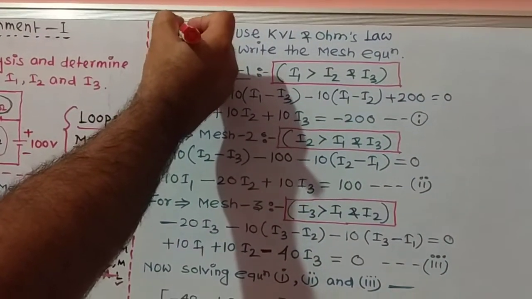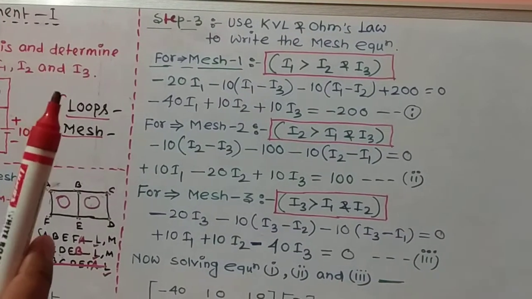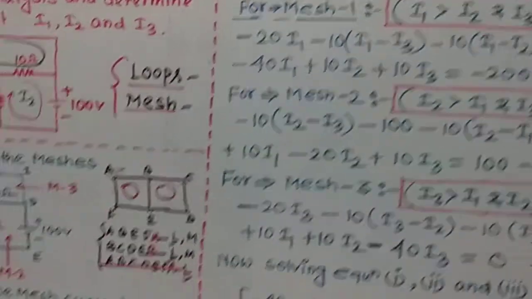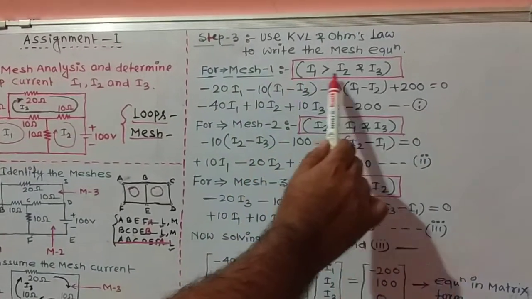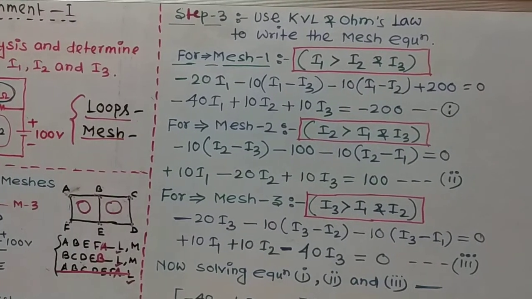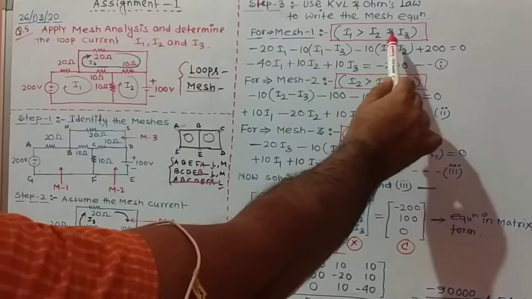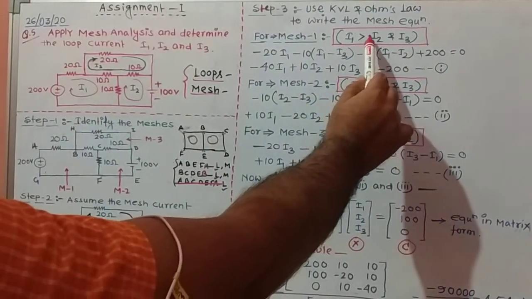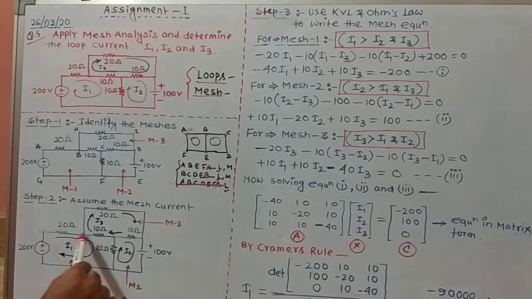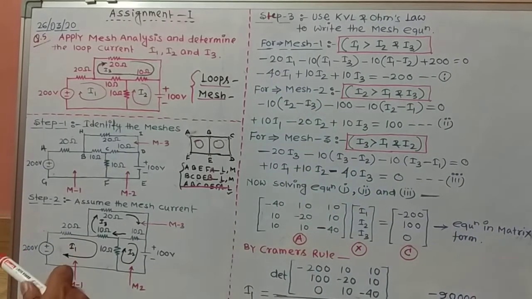First of all, come to step number 3. Step number 3 says to use KVL and Ohm's law to write the mesh equations. This is my first mesh and this is the assumption. When we are considering the first mesh, the current corresponding to the first mesh is always greater than the other two mesh currents. So I1 is greater than I2, and I1 is also greater than I3. If you write the mesh equation, you will get equation number 1 for mesh number 1.